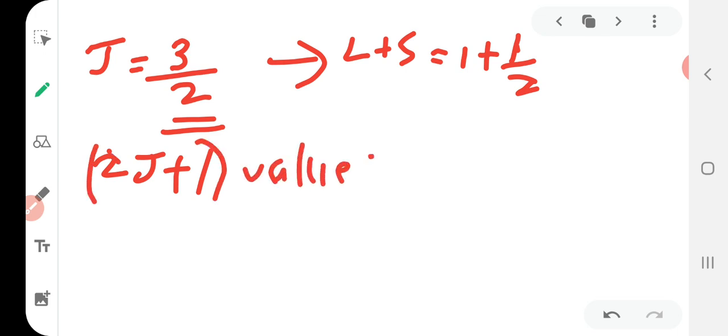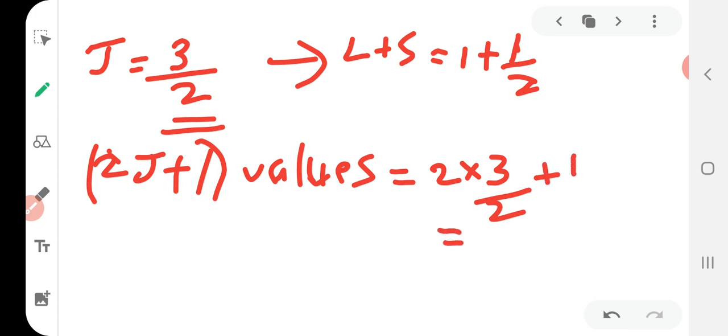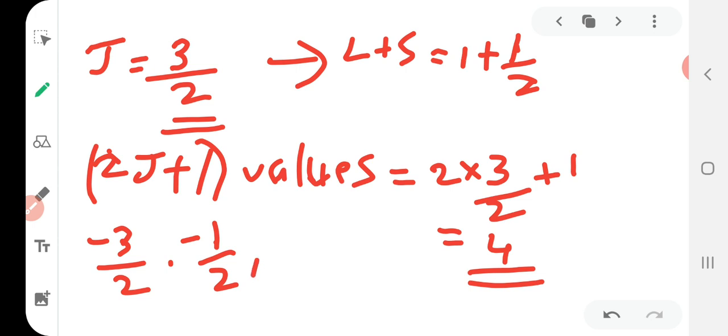So here how many orientations of J are there? 2 into 3 by 2 plus 1. That is 3 plus 1, 4 orientations are possible. And what are the 4 orientations? That is from minus 3 by 2 to plus 3 by 2 excluding 0. Total angular momentum will not be 0 at any time. So minus 3 by 2, minus half, 0 is not allowed since it is the total angular momentum. There will always be a spin value, half, plus half and plus 3 by 2.